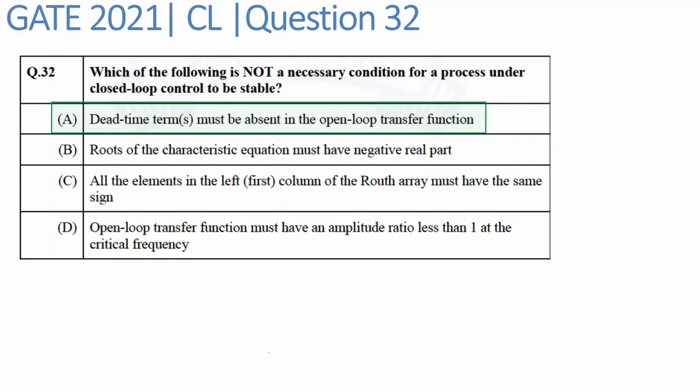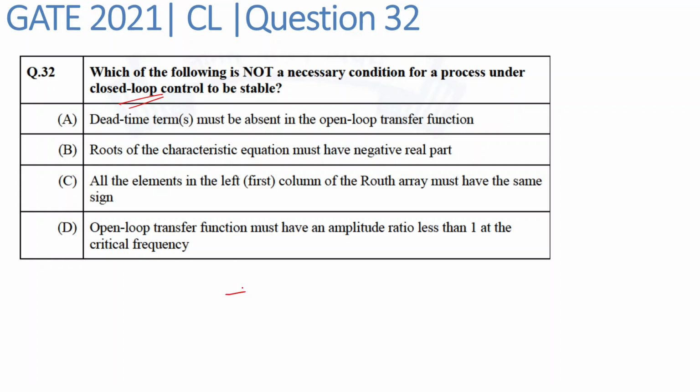Now this question is relatively general closed loop control. The question states, which of the following is not a necessary condition for a process under closed loop control to be stable? So here we have been asked what are the stability conditions essential for a closed loop control.